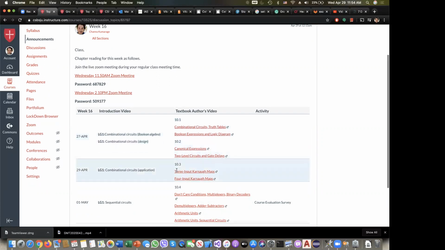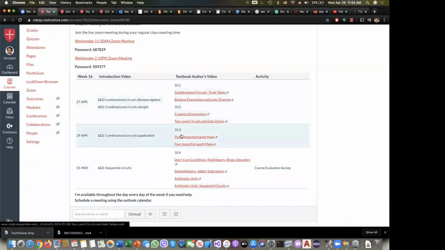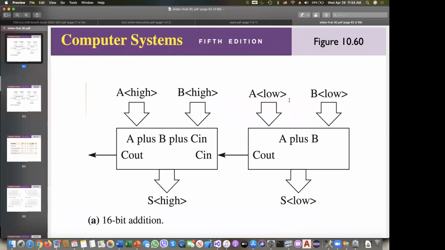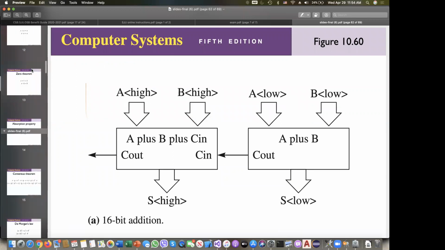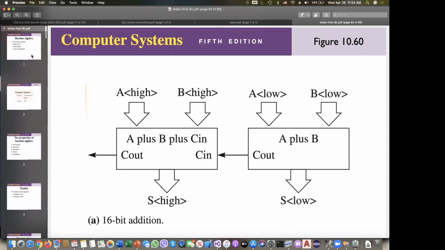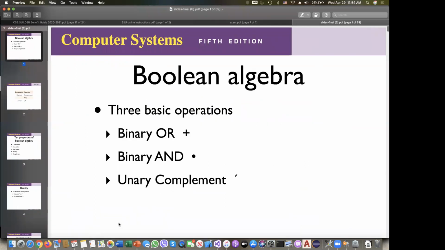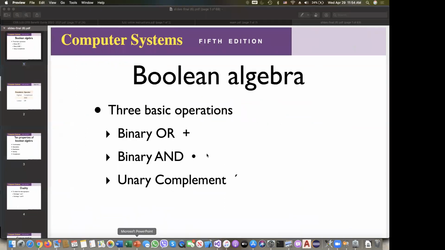Keep that in mind. As you see here, there are about 10 videos related to this chapter that we need to go through in one session. Don't worry, because many of you have completed 239.